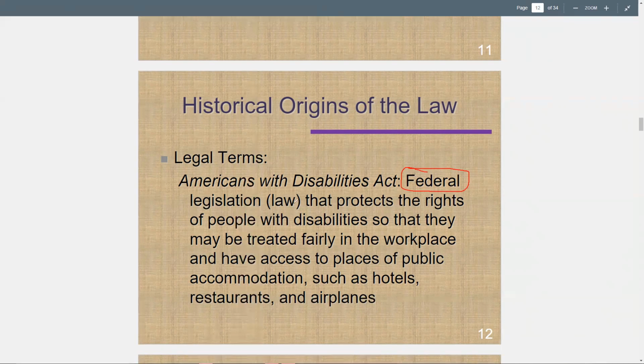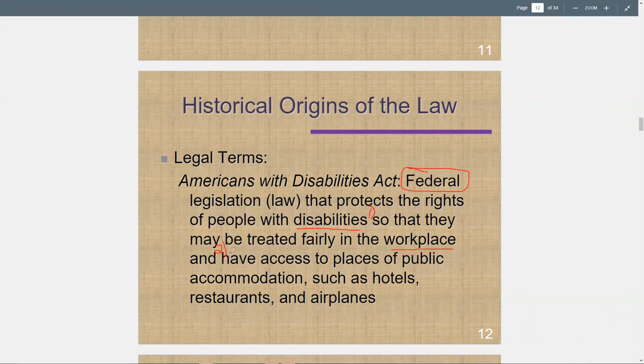So we have federal legislation that protects the rights of people with disabilities so that they can be treated fairly in the workplace and have access to places of public accommodation such as hotels, restaurants, and airplanes. So as a hospitality manager, you're concerned about the statute in two different ways. You're concerned about it with respect to your employees and applicants, to make sure that when you have an employee or an applicant with a disability, you are complying with this law with respect to him or her.